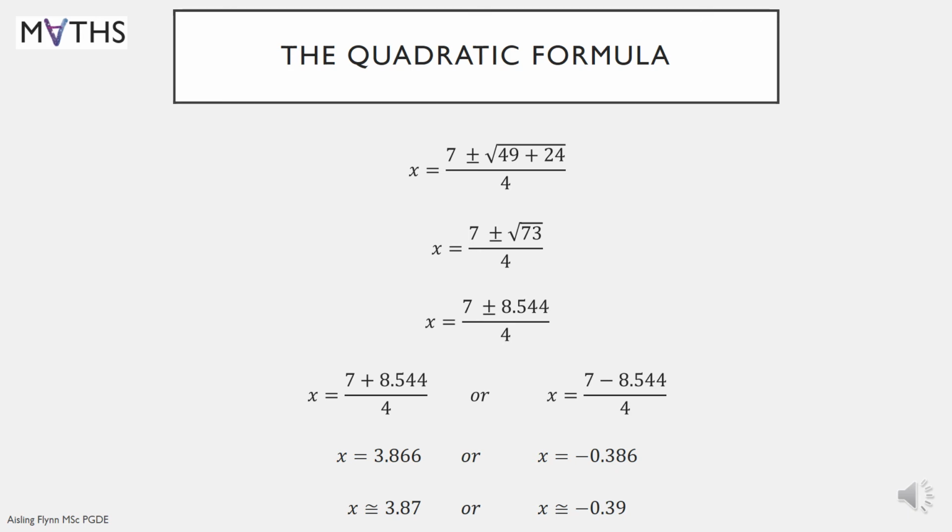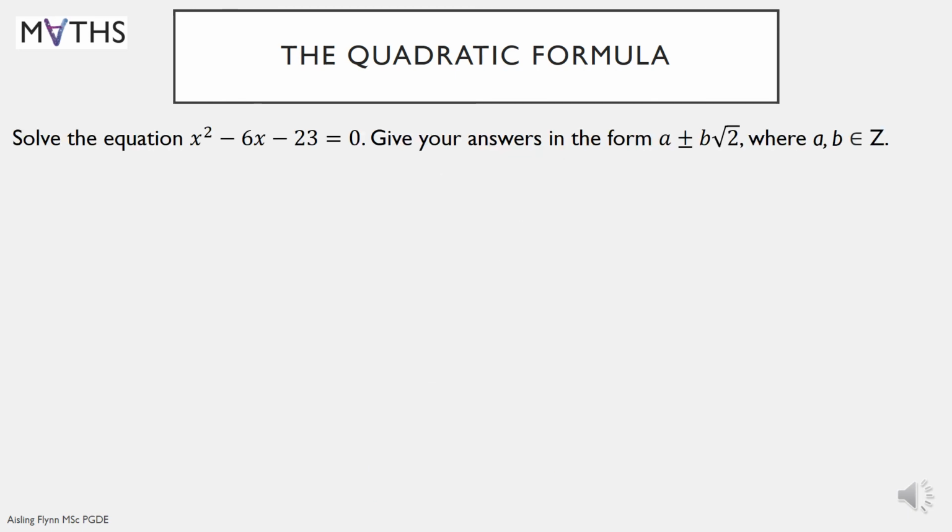Then you split your problem into 2 scenarios, one where you use the plus on the left, one where you use the minus on the right. We get 2 values of x, and at the end I've rounded to the 2 decimal places as required by the question.